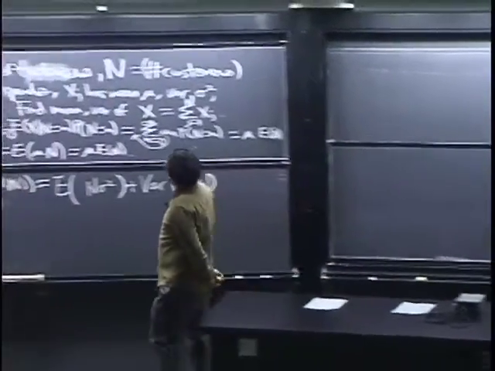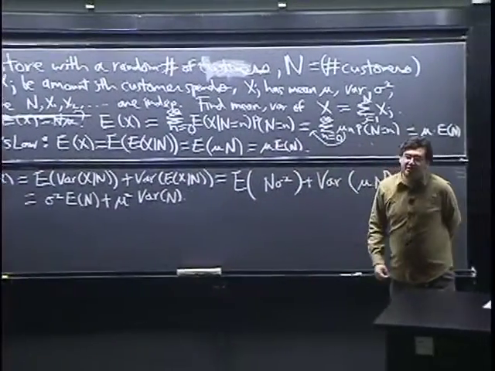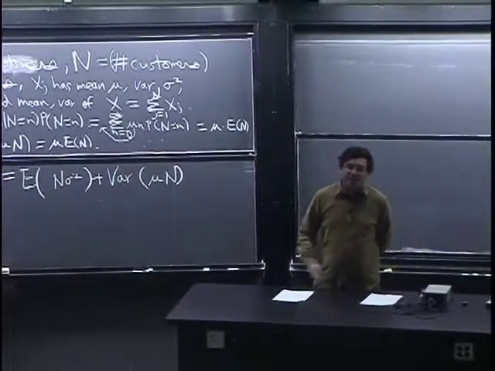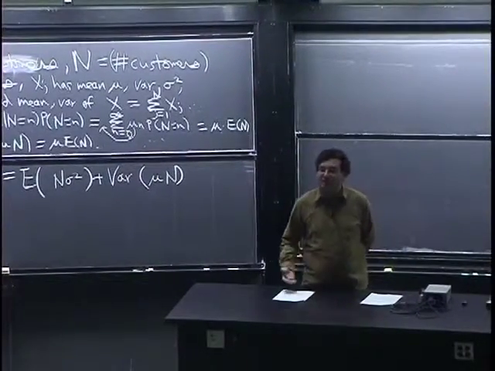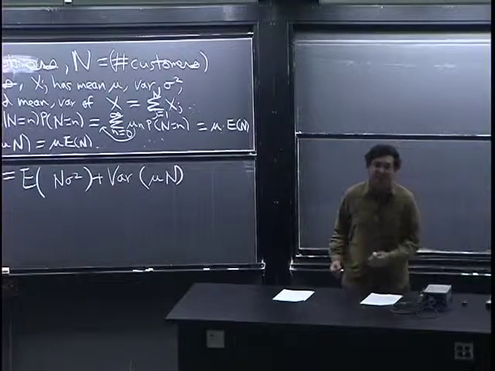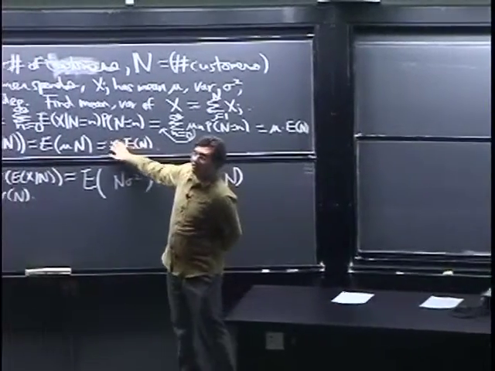For the mean, I think this result is pretty intuitive, because it says the average amount of money that the store will take in is the average number of customers times the average amount that each customer spends. As we've seen many times, intuition can be wrong in this class, but in this case, I think this is pretty intuitive.